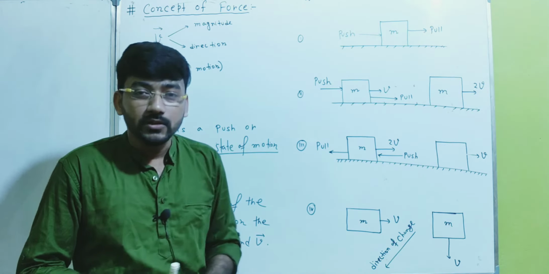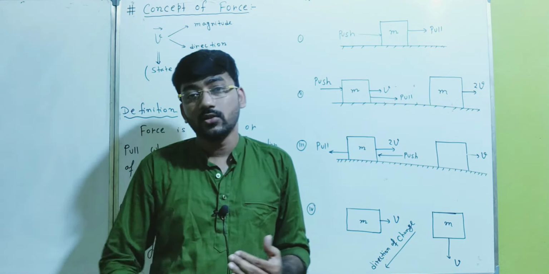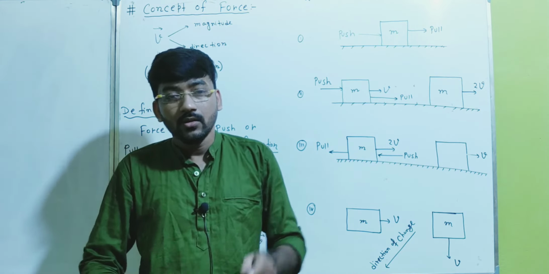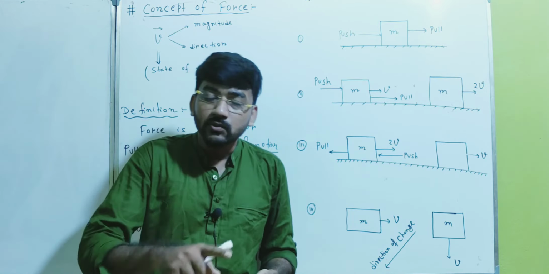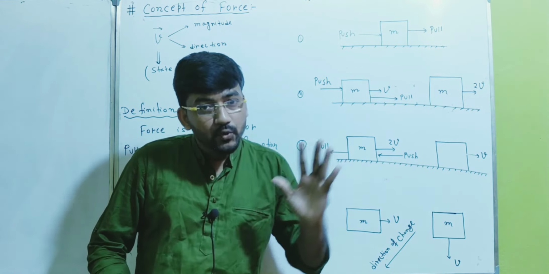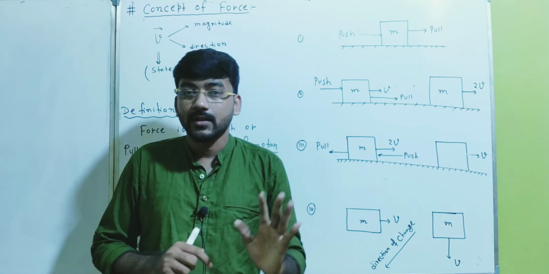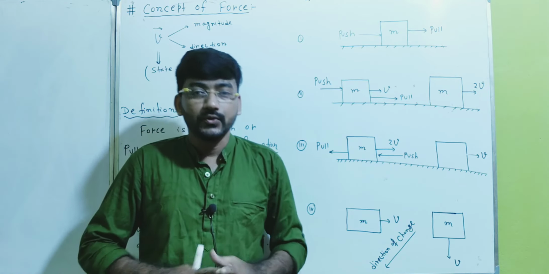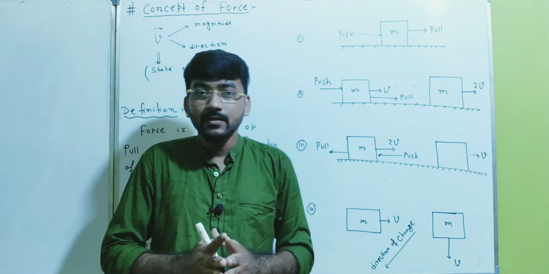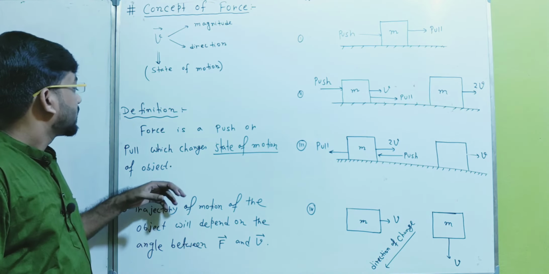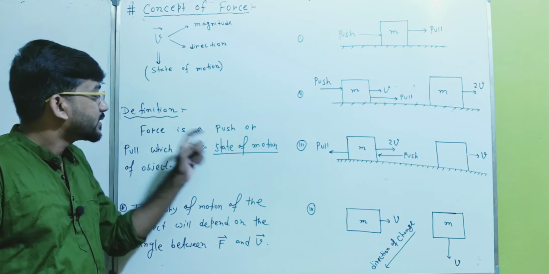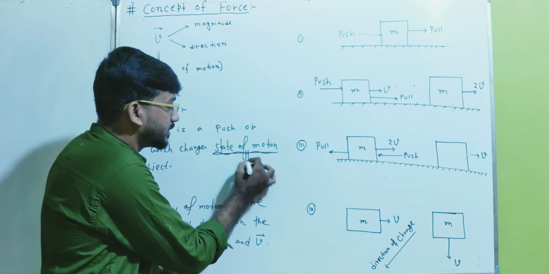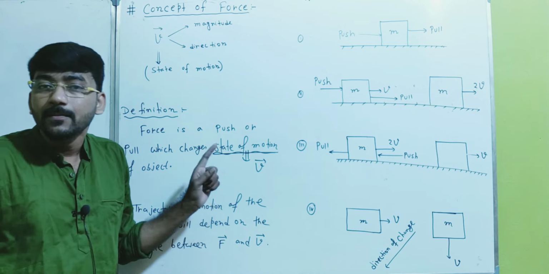And that pushing or pulling, which actually changes the state of motion of an object in terms of magnitude or in terms of direction. Simply in mathematical language, if pushing or pulling changes the velocity vector v, then we can say that this pushing or pulling is a force. So we can define this in this manner, that it is a push or pull which changes the state of motion of the object. So this word, state of motion, which is characterized by velocity vector v, is very important here.